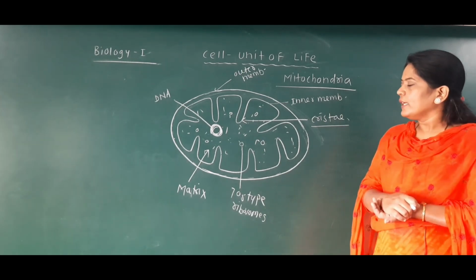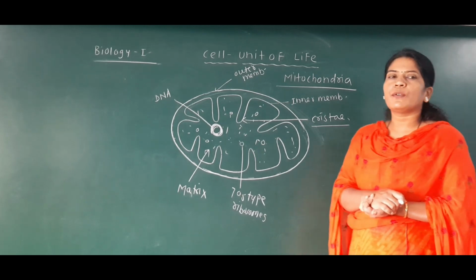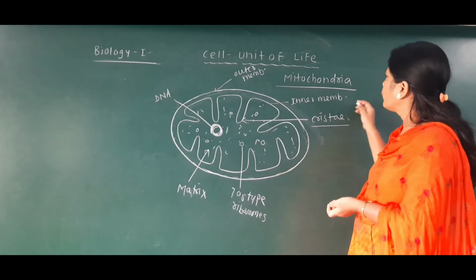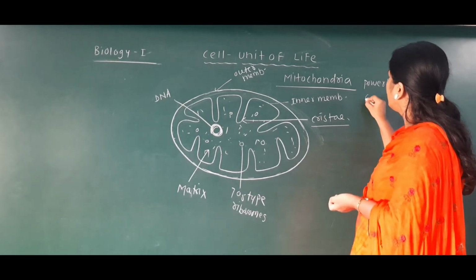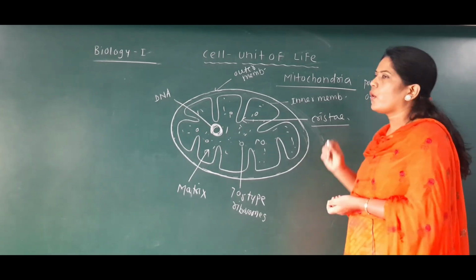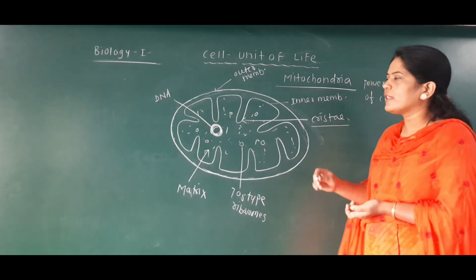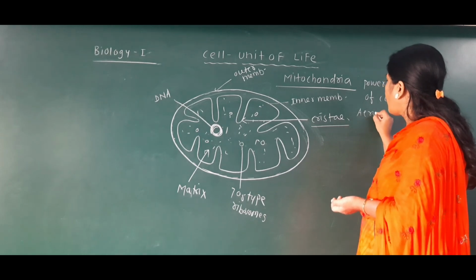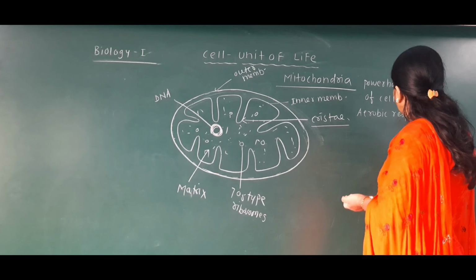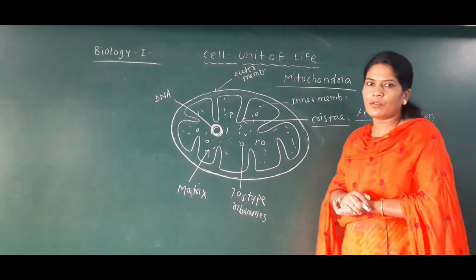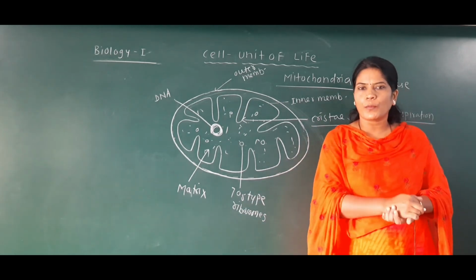Now the important thing we have to discuss is that the mitochondria is called the powerhouse of the cell. It is called the powerhouse of the cell because it is the main cell organelle involved in aerobic respiration. Then what is meant by aerobic respiration? Respiration is the intake of O2 and giving out of CO2.